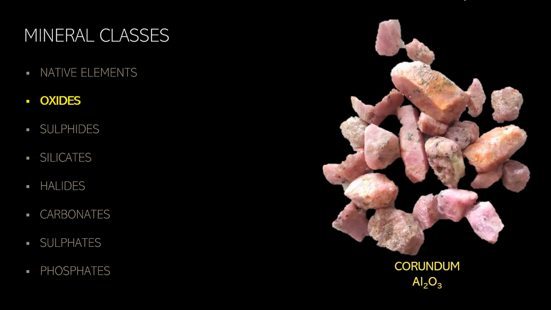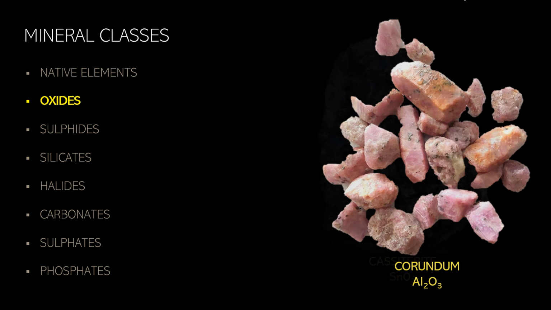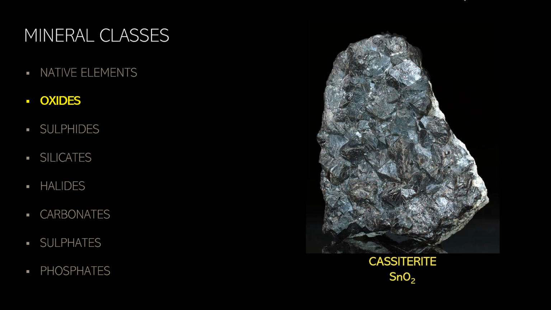Corundum, Al2O3, is an oxide of aluminium, commonly used as an abrasive. Cassiterite, SnO2, is a tin oxide and the principal source of tin metal.